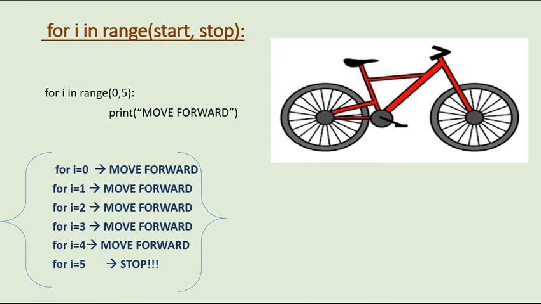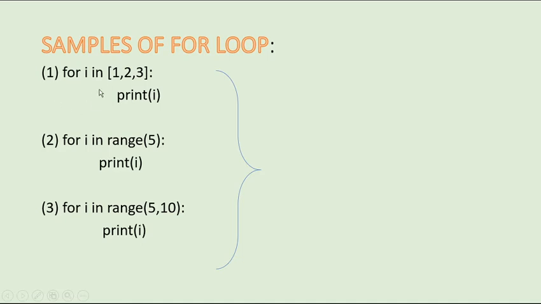This for loop has a number of other shapes or other ways in which you can execute a for loop for your own convenience. The samples of for loop are: for I in 1, 2, 3. See here 1, 2, 3 is written inside square brackets. So when square brackets are there, that means for exactly these values 1, 2 and 3 you have to execute the value of I. So for this example number 1, for I in 1, 2, 3, print I.